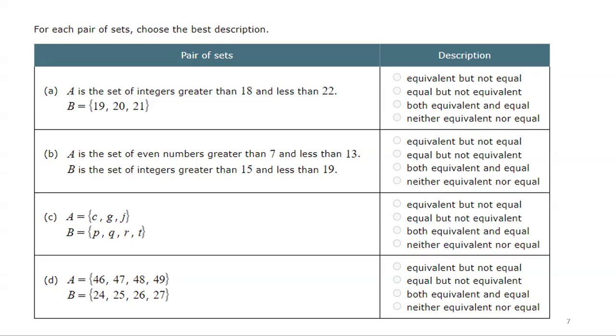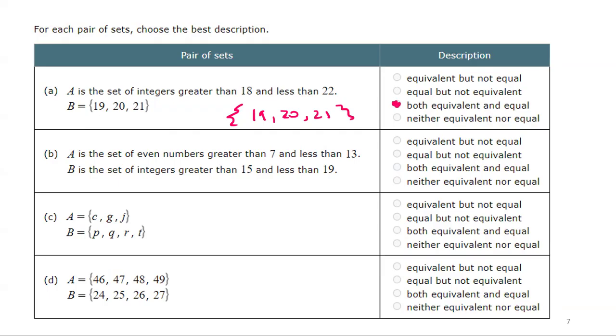Okay. All right. The first one says A is a set of integers greater than 18 and less than 22. So let's go ahead and write those down. Greater than 18, so that means it's 19, 20, 21, right? So it's greater than 18 and less than 22. So those are the three numbers there. And then we'll just write in roster form. So what do we know about these numbers? A lot of people are saying both equivalent and equal. That is correct. Equivalent because they have three numbers, and equal because they're the same.